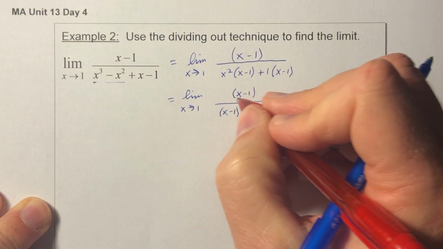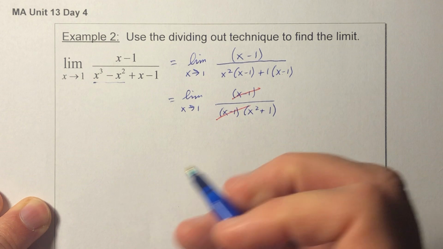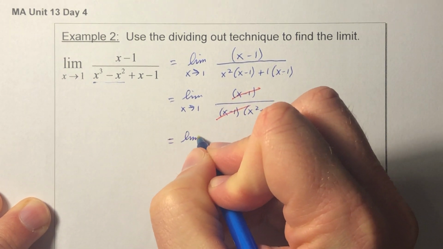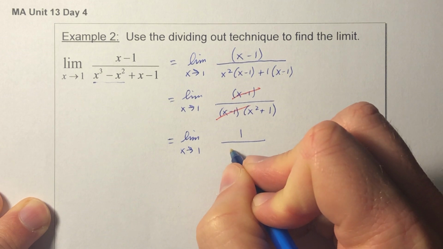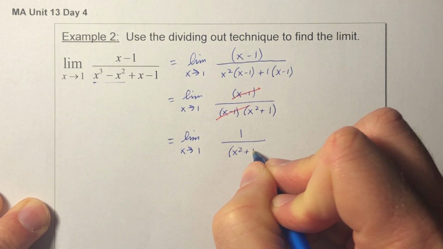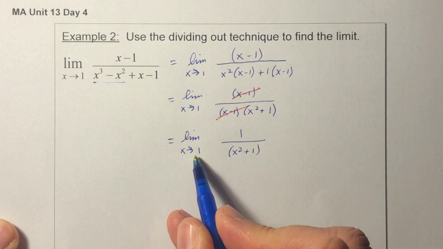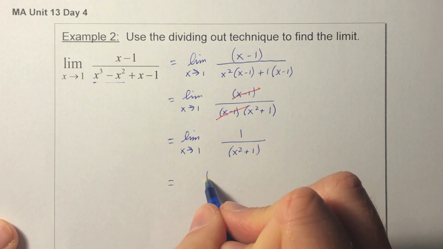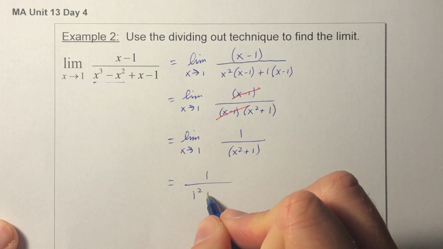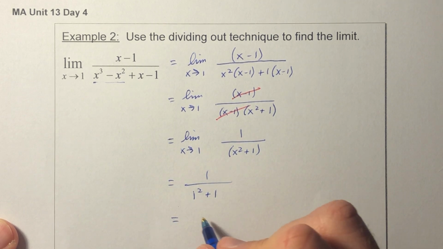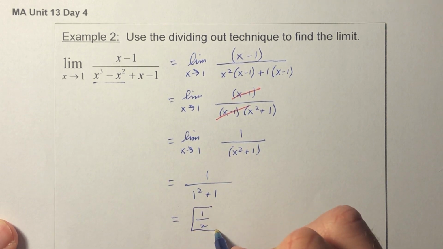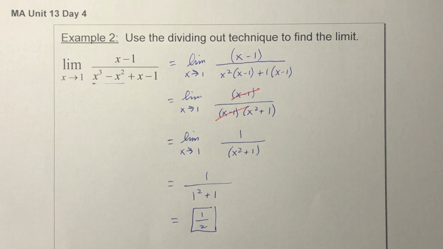All right, so again, these guys will take care of each other. So we're left with 1 over x squared plus 1. So now we're going to replace the x with 1. So that's going to be 1 squared plus 1. Well, 1 squared is 1 plus 1 is 2, so you get 1/2. There's your limit. Okay, so that's the dividing out technique.